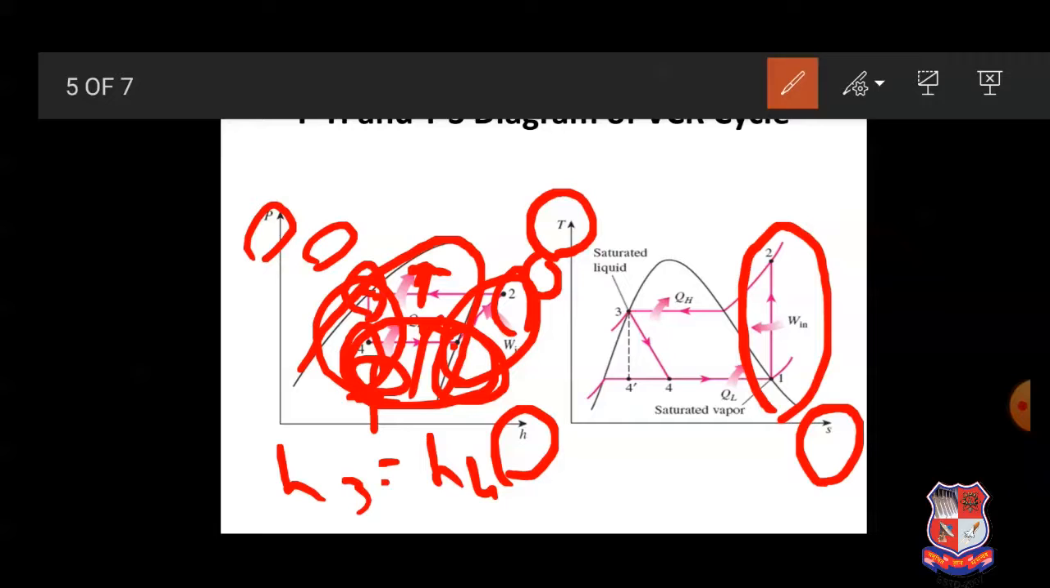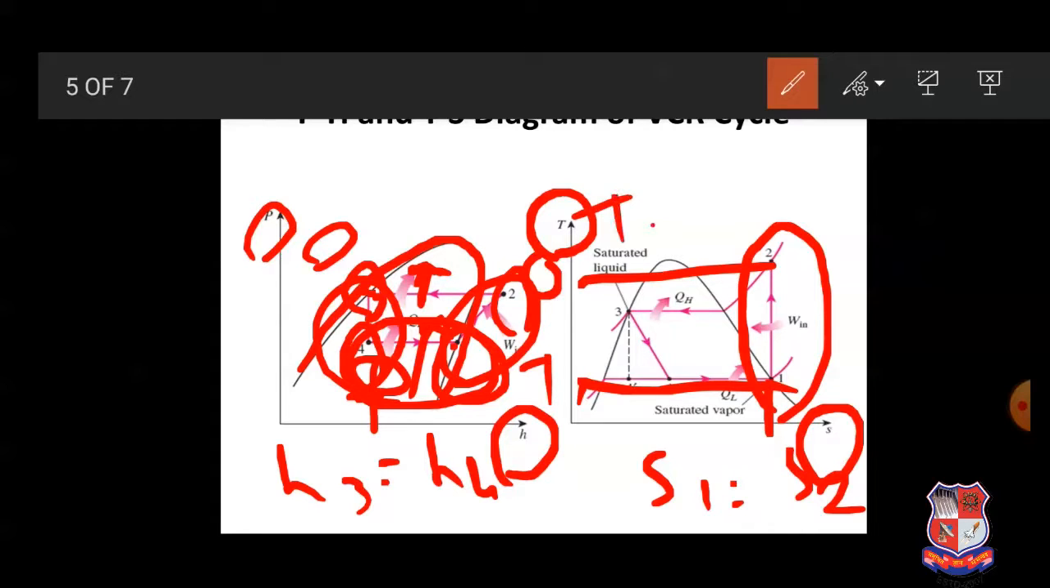At that time, we are not supplying or rejecting heat. It means entropy remains constant. So you can see here S1 is equal to S2. And during this process, temperature is increasing. So you can see here T1 to T2 will be increased. That is your T1 temperature, and that side will be your T2 temperature.